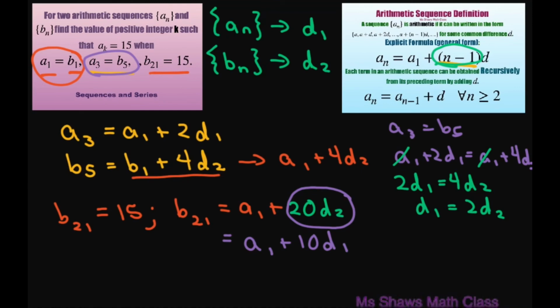Now by definition, this equals a sub 11, right? Because a sub 11, using your formula, would give you a sub 1 plus 11 minus 1 is 10, d sub 1. So this is your k. Therefore, k equals 11.